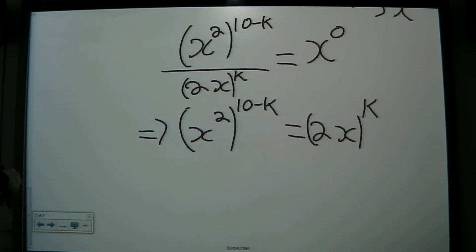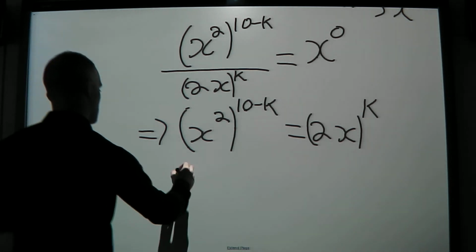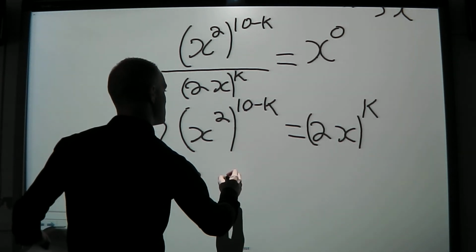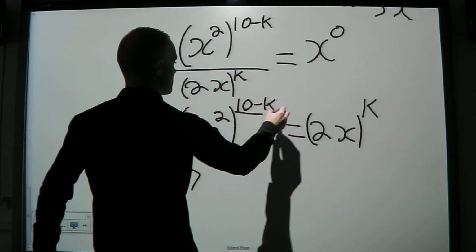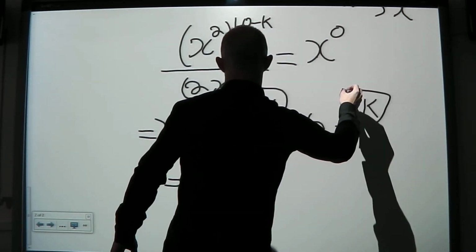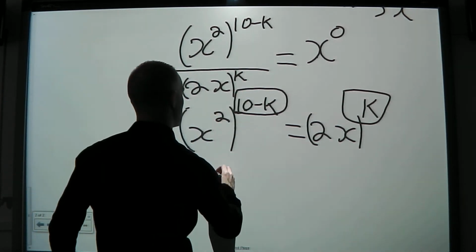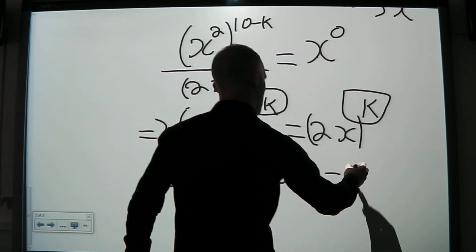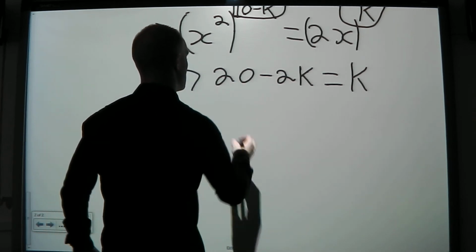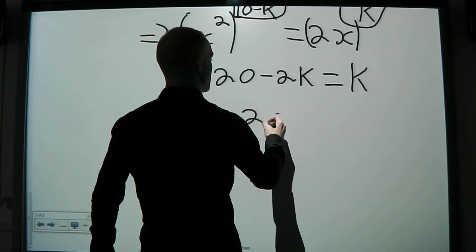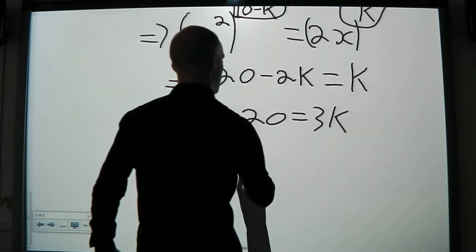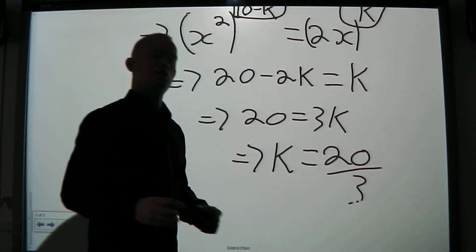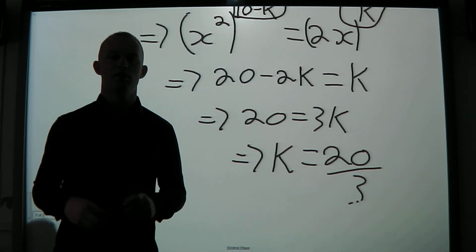Now that implies that the powers here should be equal. But remember we have a square term here, so we multiply, and that's 20 minus 2k is equal to k. And that implies that 20 is equal to 3k, implying that k is equal to 20 over 3. Now, since 20 over 3 is not an integer, that means that there's no term independent of x in this.